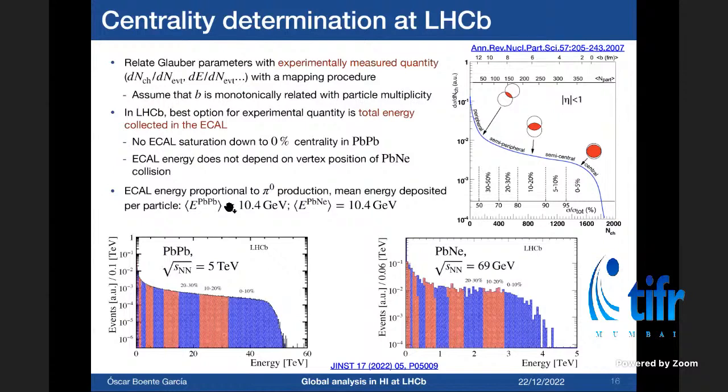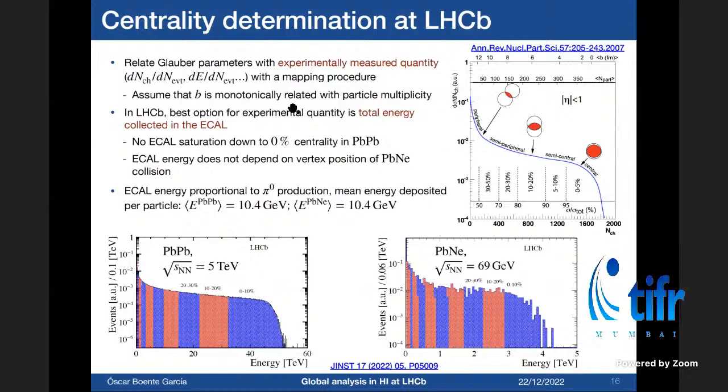So now we move more to LHCb. What we want to do is to relate these Glauber parameters that we generated with an experimentally measured quantity. And for that, we use a mapping procedure. So you have here this sketch that represents that. Basically, for every average impact parameter or N_part, you would have a number of produced charged particles in the experiment. Depending on that, you would have different collision geometries.